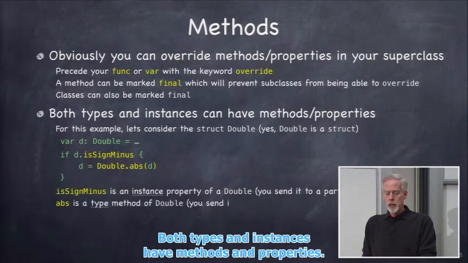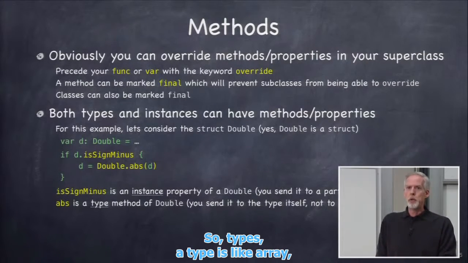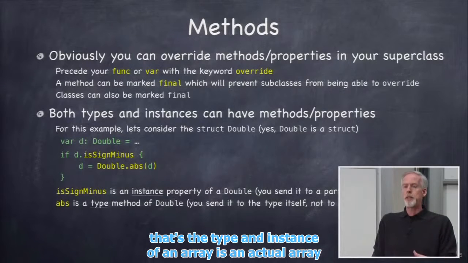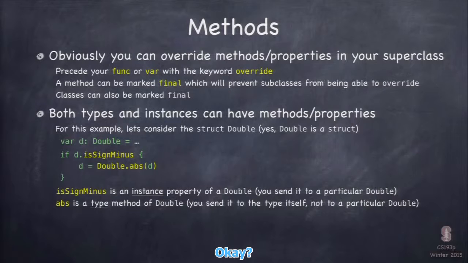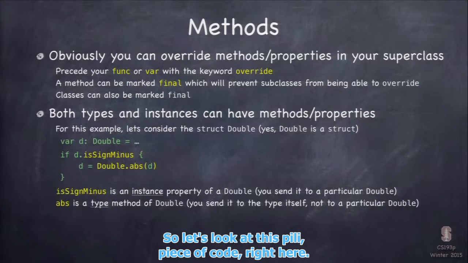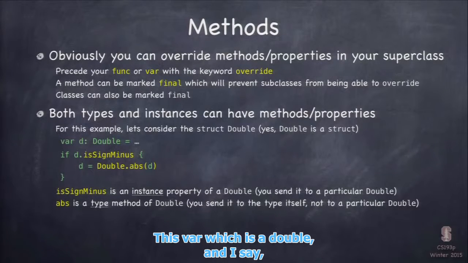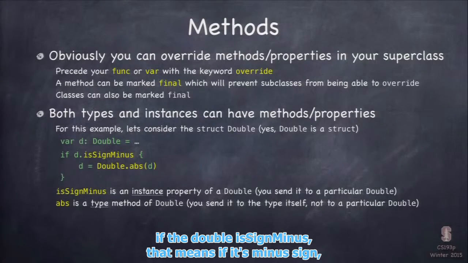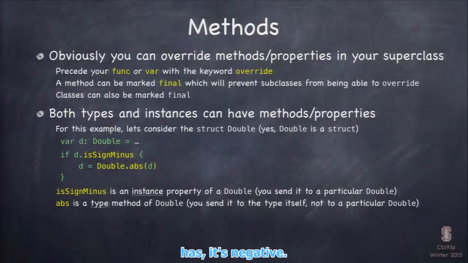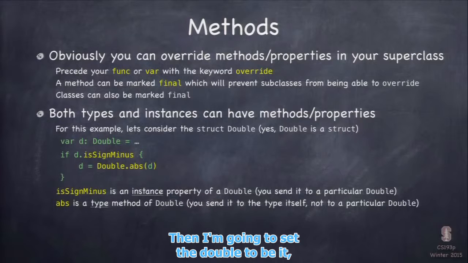Both types and instances have methods and properties. A type is like Array, that's the type. An instance of an array is an actual array with things in it, okay? Let's look at this piece of code right here. I've defined a var, which is a Double. And I say if the double isSignMinus, that means if it's a minus sign, it's negative, then I'm going to set the double to be the absolute value of the double.